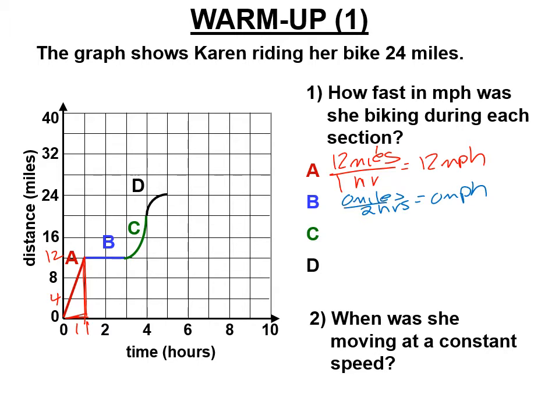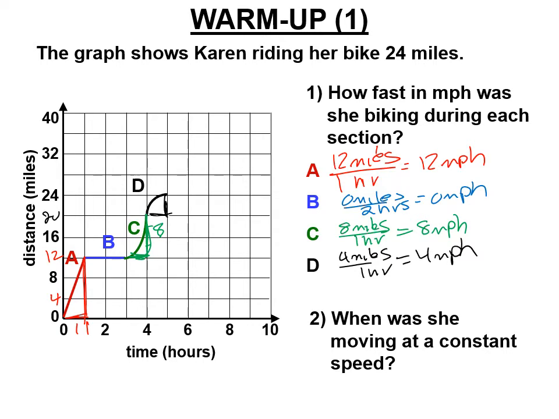In section C, we are going. Now remember, you have to do the whole section. There's 2 boxes. They're worth 4 each. So we went 8 miles in 1 hour, which is 8 miles per hour. And section D went from 20 to 24. We went 4 miles in 1 hour, which is 4 miles per hour.